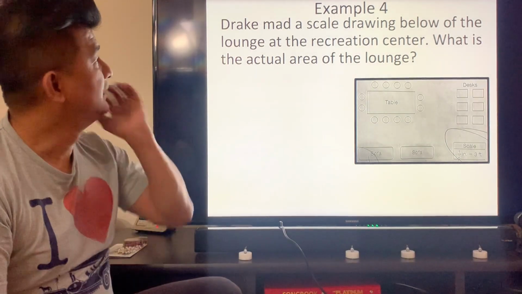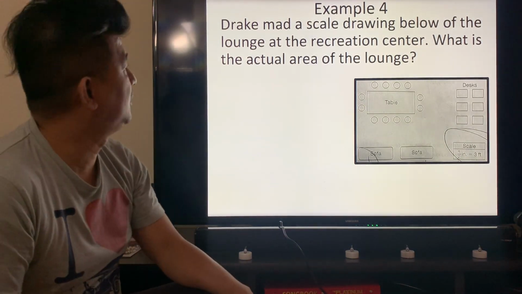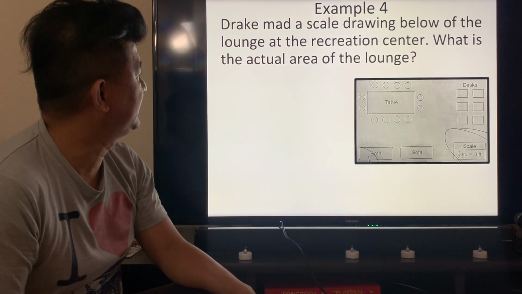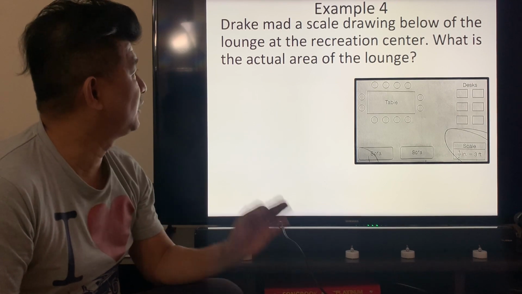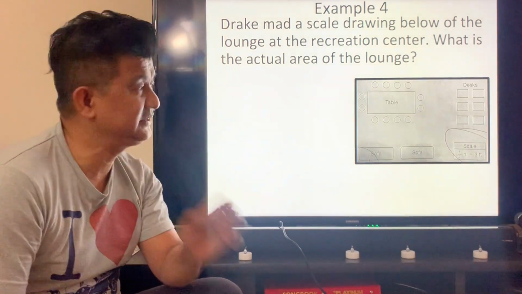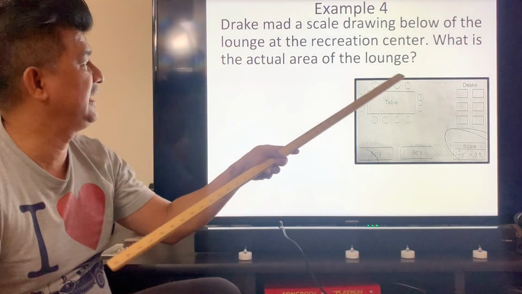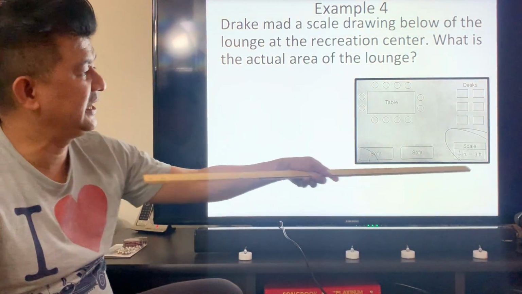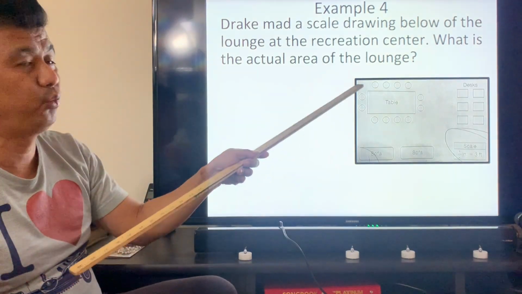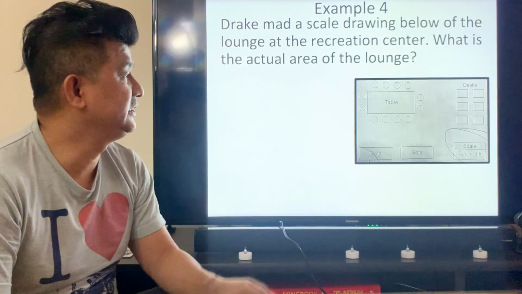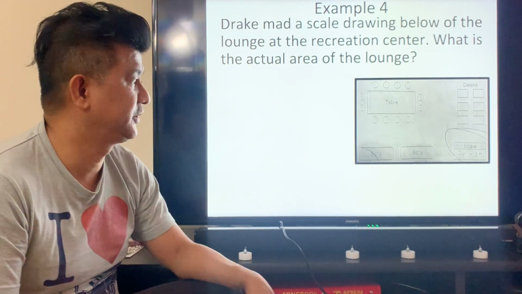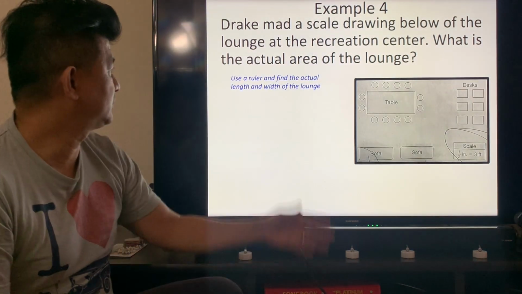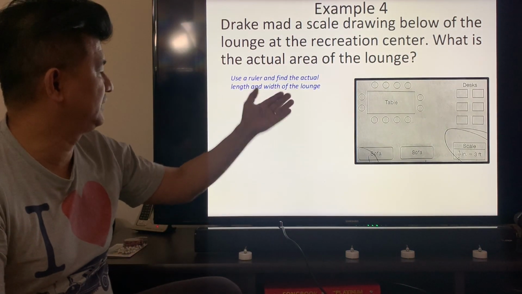Okay, last problem. Drake made a scale drawing below of the lounge and the recreation center. What is the actual area? I'm not asking for length. Area of the lounge. Whoa, we have a scale here. So remember, the longer side is the length and this is the width. So we will need a ruler to measure those. So use a ruler to find the actual length and width of the lounge.